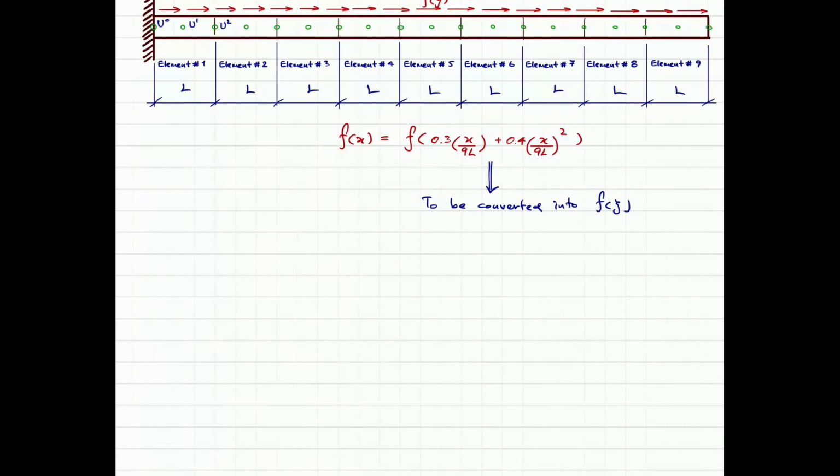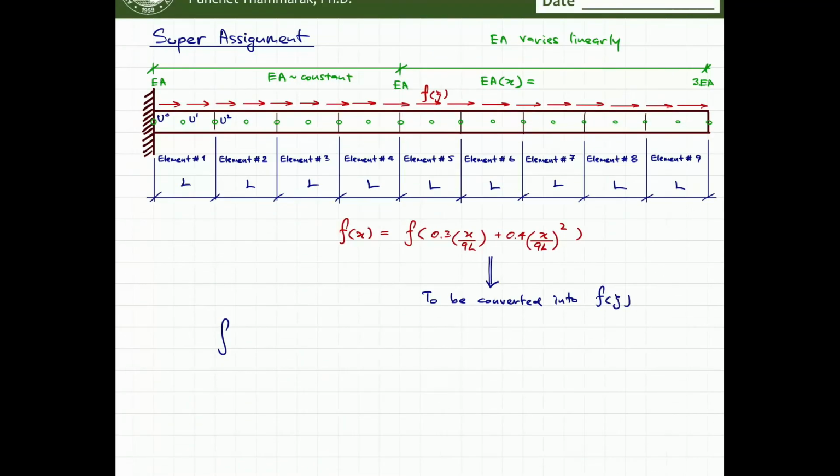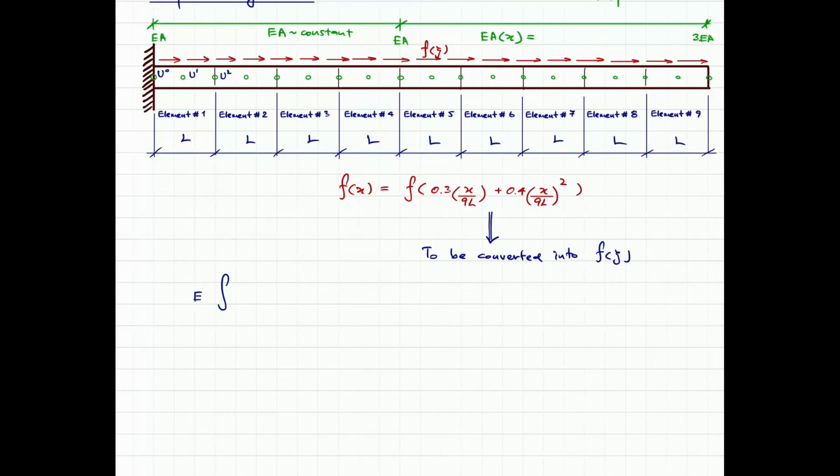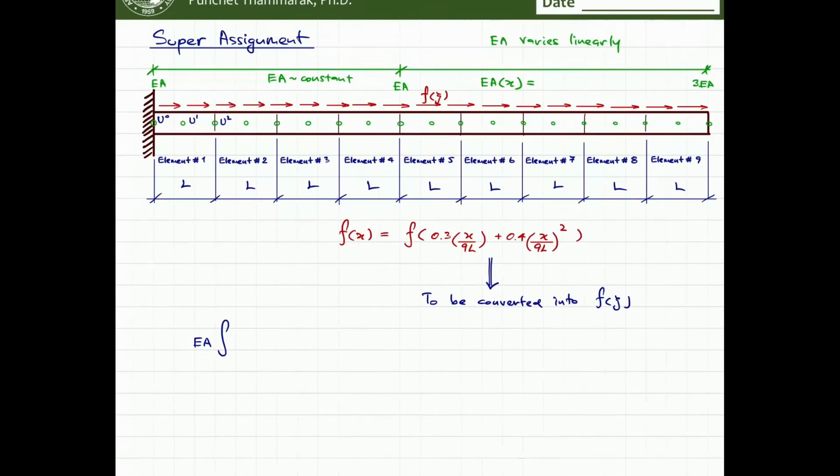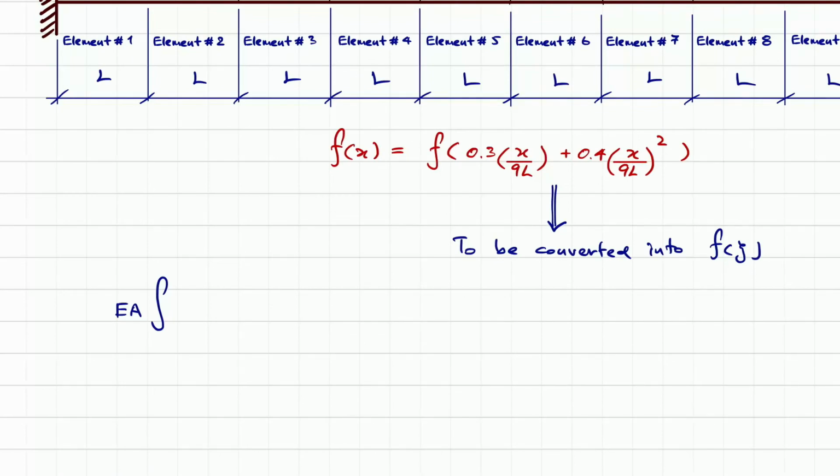So inside, let's see what we have. We have the EA, and that is the constant of EA taken out, multiplied by the function of x, that is for EA. Right. And then you have the du dx, dw dx, dx.